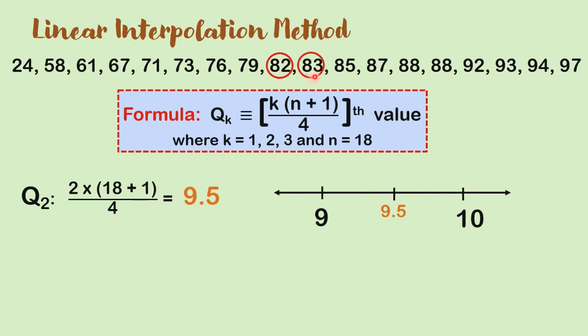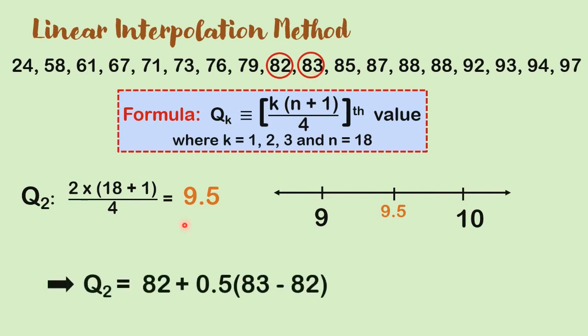Okay? So again, to get Q sub 2, ganito lang yon. The smaller number plus the decimal part, ito yon. Okay? And then you get the difference of the two numbers. Okay? 83 minus 82, you will get 1. 1 times 0.5, you get 0.5 plus 82, you will get 82.5. That is our Q sub 2. That is our median or middle score.